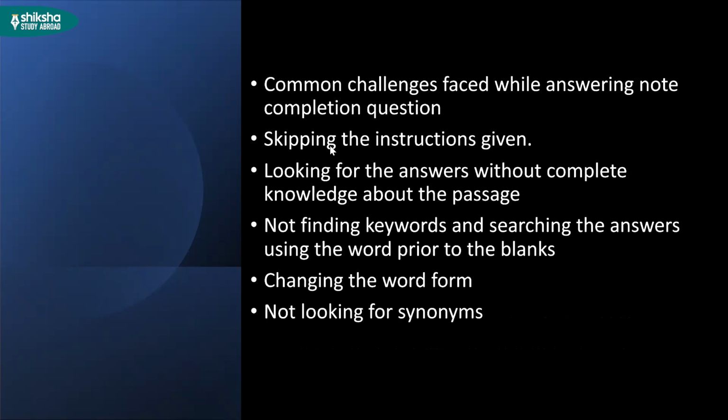So first challenge the candidates face is skipping the instructions given. So as I said again and again, instructions are very crucial. Next is looking for the answers without complete knowledge about the passage. So you do need to have complete knowledge about the passage, okay, before you look for your answers. Next challenge is not finding keywords and searching the answers using the word prior to the blanks. So this is again a very big mistake which the candidates do. They look for the words before the blank so that it's easy to find them. That is not the key, okay? The key is to find the keywords.